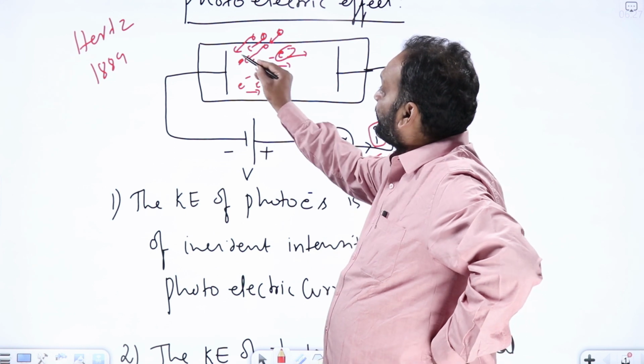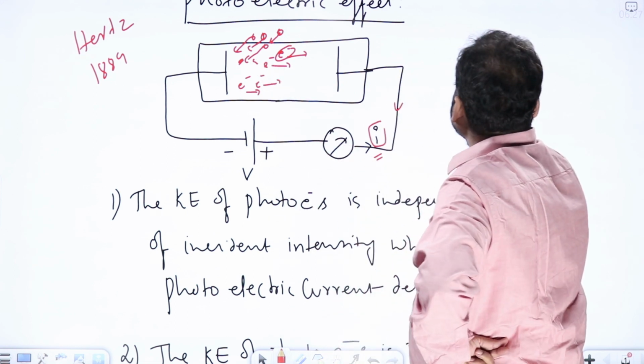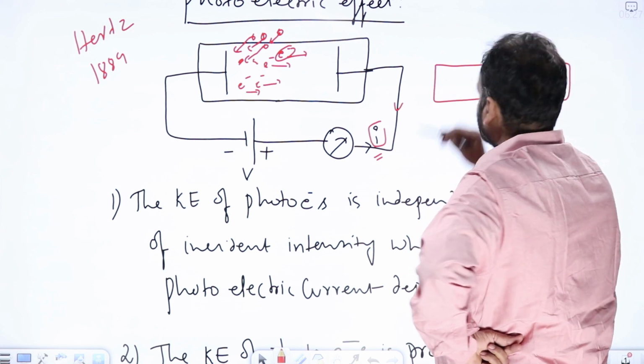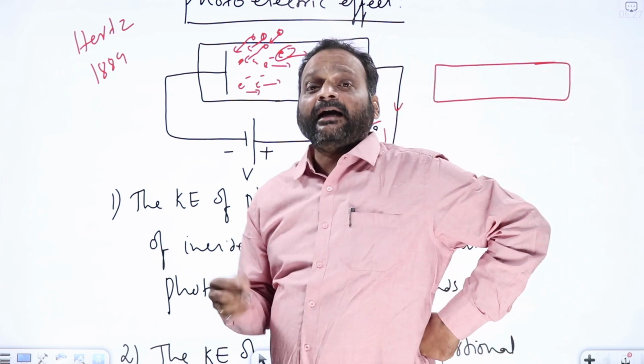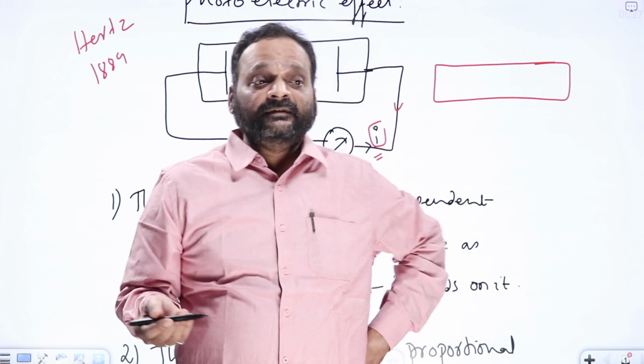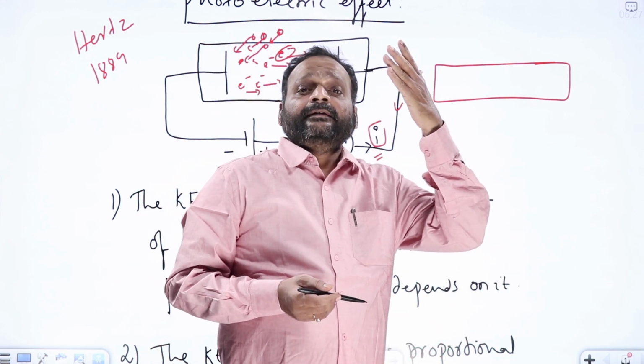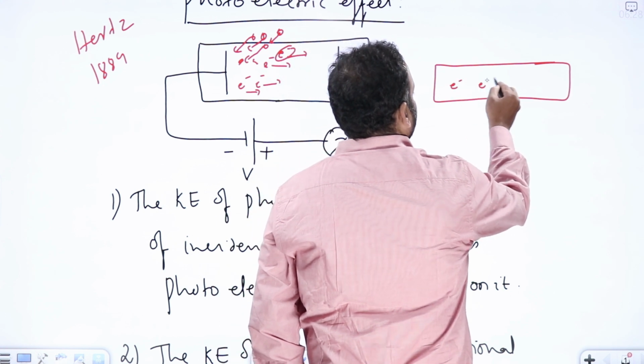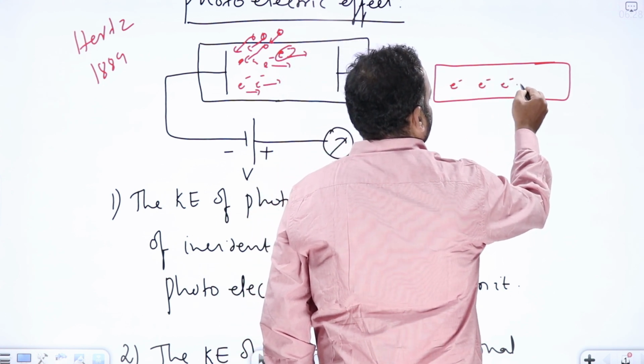Now from the metal plate, now inside the metal, the situation will be like this. There will be a large number of free electrons. Why metals are good conductors? Because they have a large number of free electrons. How many free electrons will be there? Nearly 10 to the power 23 electrons will be there. Those free electrons are free to move anywhere within the solid, just like molecules of a gas in a container.